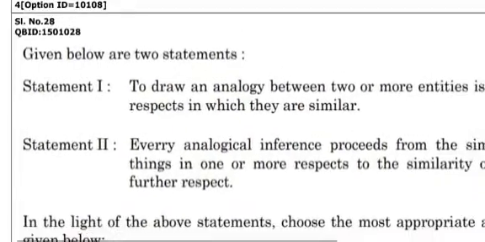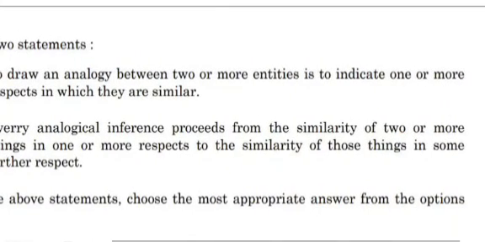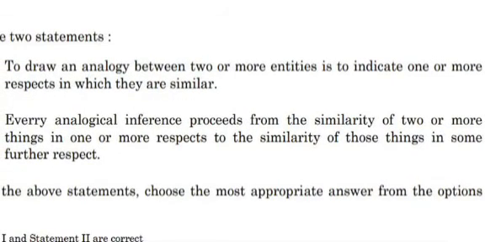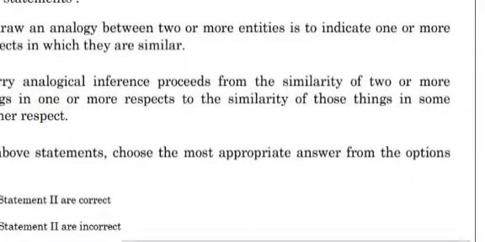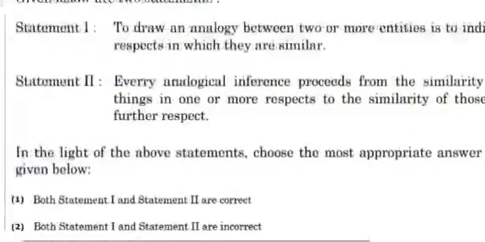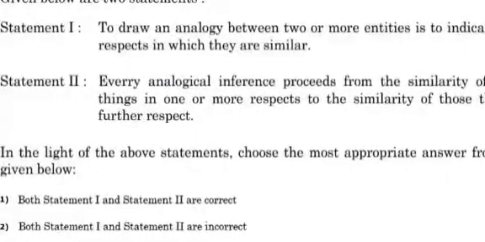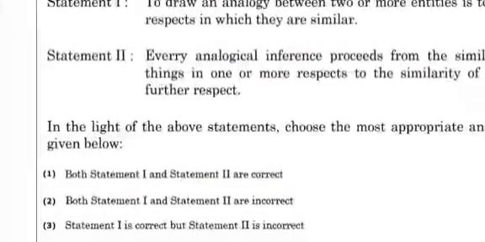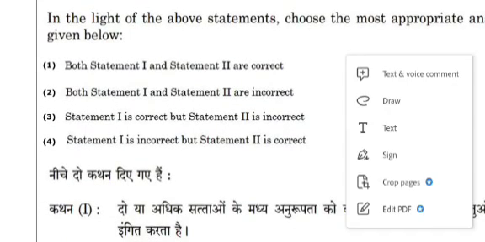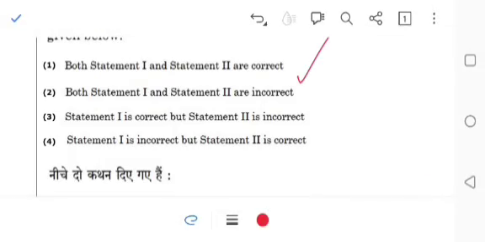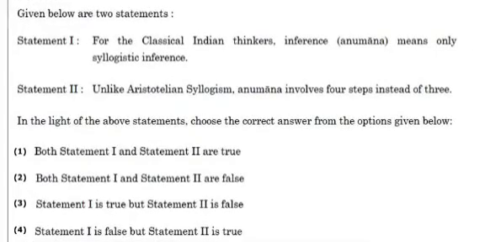28. Given below are two statements. Statement 1 says to draw an analogy between two or more entities is to indicate one or more respects in which they are similar. Statement 2 says every analogical inference proceeds from the similarity of two or more things in one or more respects to the similarity of those things in some future respect. These are the options. I will not read the options, but let me give you the correct option. As per my research, both statement 1 and 2 are correct. 28 done.